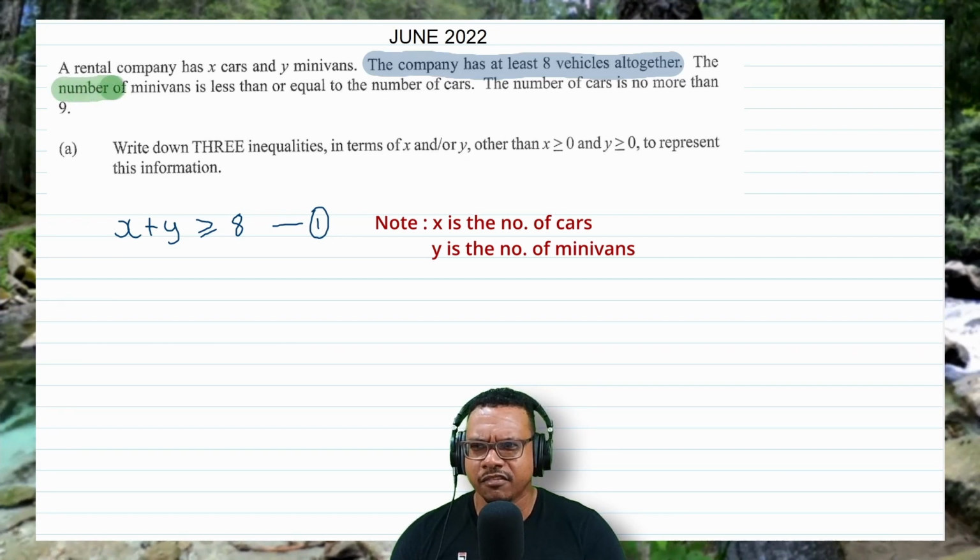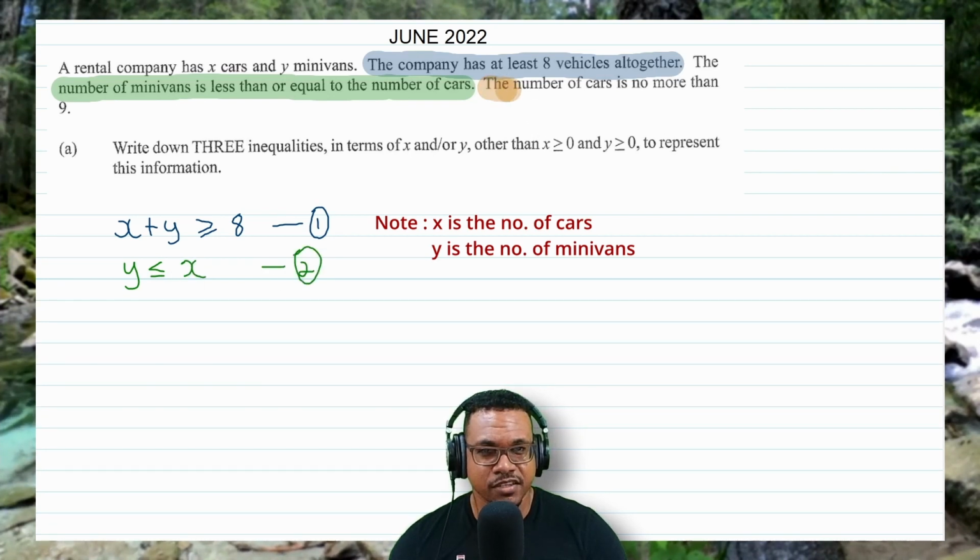Then we have that the number of minivans is less than or equal to the number of cars. Now remember, the number of minivans is Y, and the number of cars is X. So that means Y, which is the number of minivans, is less than or equal to the number of cars, which is X. So Y is less than or equal to X. So my second inequality would be Y is less than or equal to X.